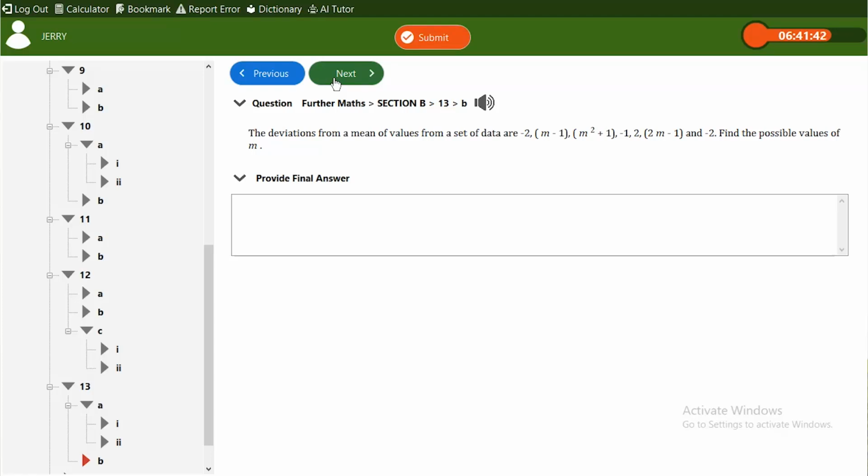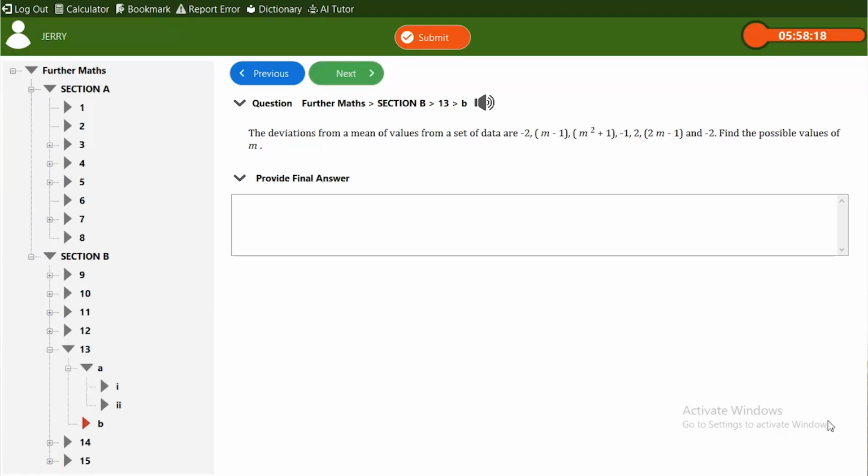Okay, still on question number 13b. The deviations from the mean of values from a set of data are -2, m minus 1, m squared plus 1, minus 1, 2, 2m minus 1, and minus 2. Find the possible values of m.